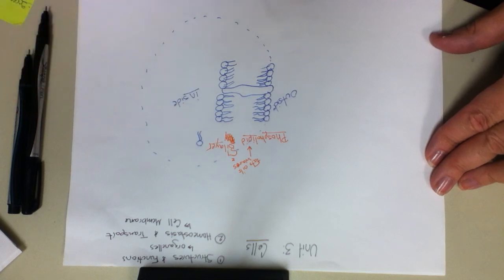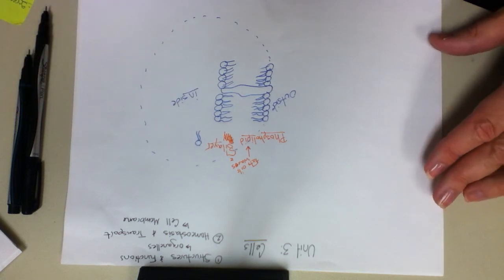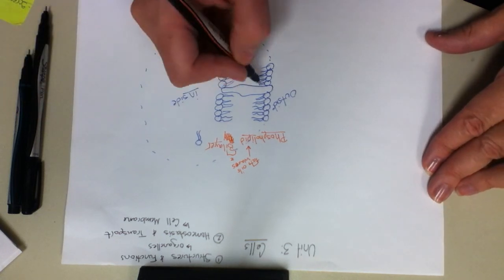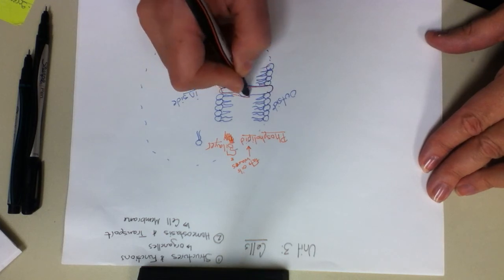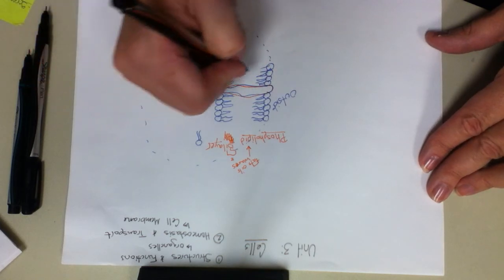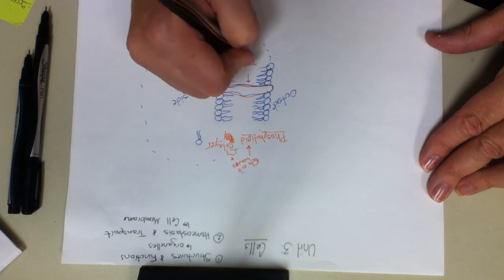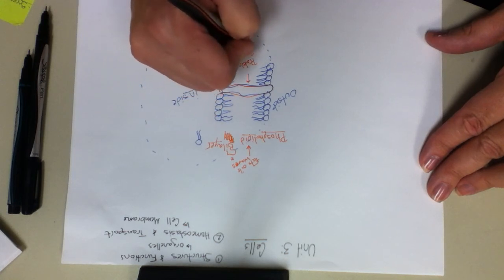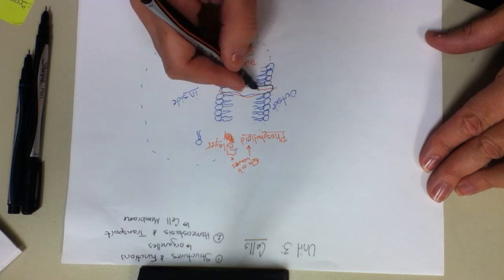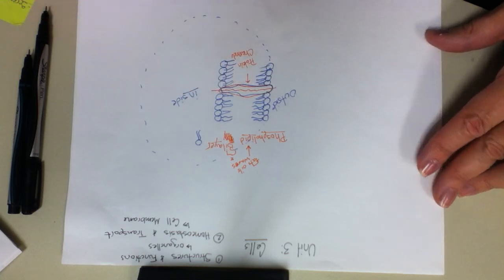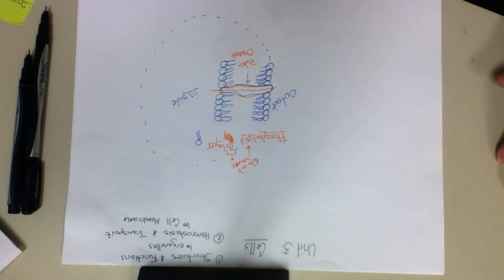So your phospholipids are an important part of your cell membrane, as are these integrated proteins. These are called protein channels. And they act like a little tunnel for materials to be able to move into and out of the cell.